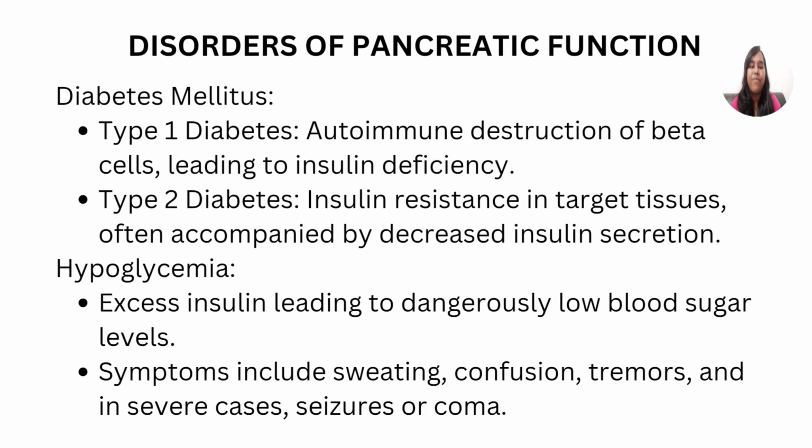Let's know about disorders of pancreatic function. Diabetes mellitus, which has two types, type 1 and type 2. In type 1, autoimmune destruction of beta cells leads to insulin deficiency. Type 2 is an insulin resistance in the target tissue, often accompanied by decreased insulin secretion. Hypoglycemia. Excess insulin leads to a dangerously low blood glucose level. Symptoms include sweating, confusion, tremors, and in severe cases, seizures are common.